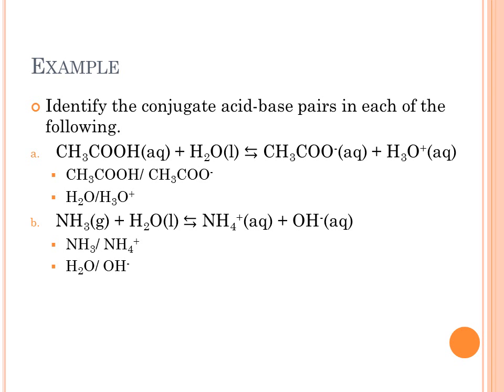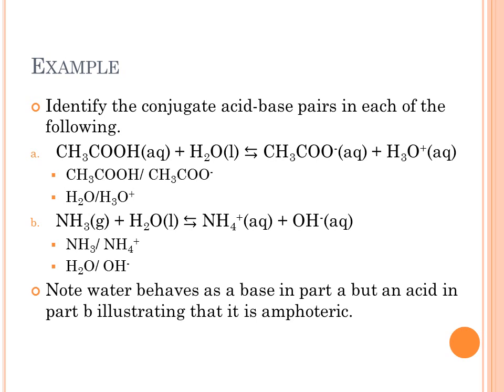Now, ammonia and ammonium ion are one conjugate acid-conjugate base pair, where ammonia is the weak base and ammonium ion is its conjugate acid. And we've got water here acting as an acid, where the hydroxide ion is its conjugate base. Note, water behaves as a base in part A, but it acts as an acid in part B, illustrating that water is in fact amphoteric and can behave both ways.